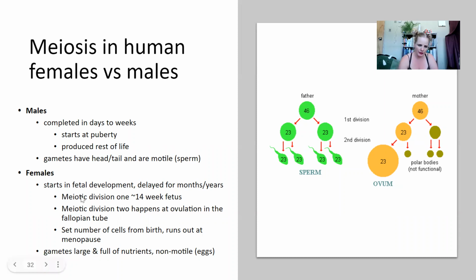So our meiosis 1 occurs about 14 weeks of pregnancy. And then meiosis 2 won't occur until ovulation occurs. And the number of eggs we are born with is how many we get. We don't get to make more. And then when we run out of them, that's when menopause happens.